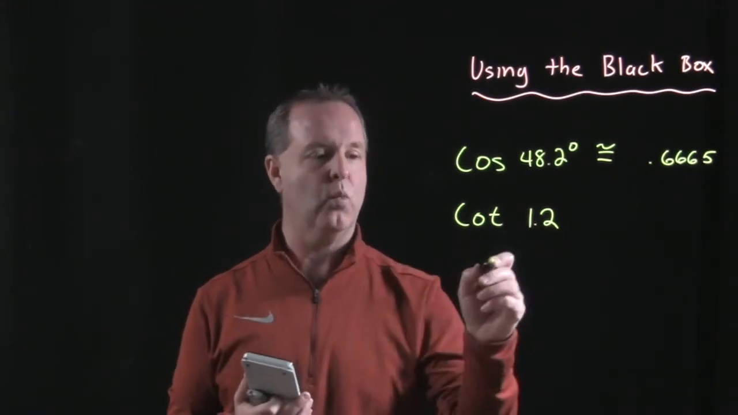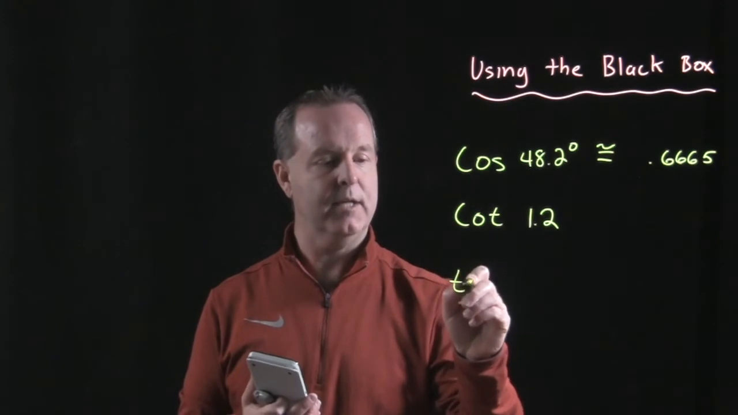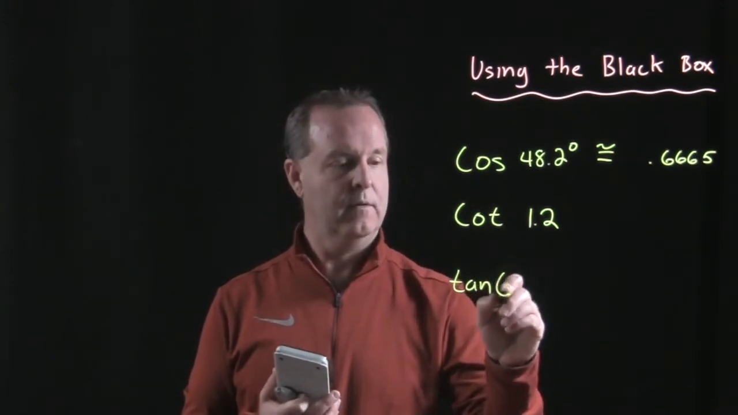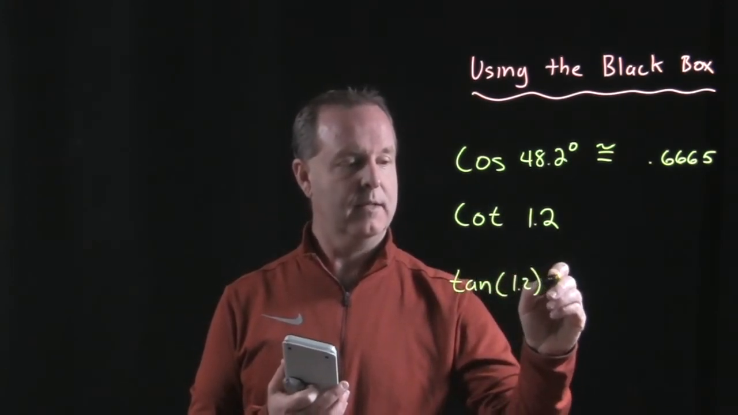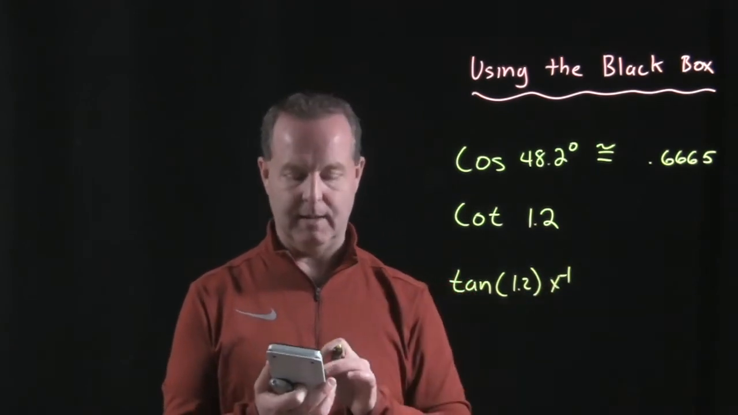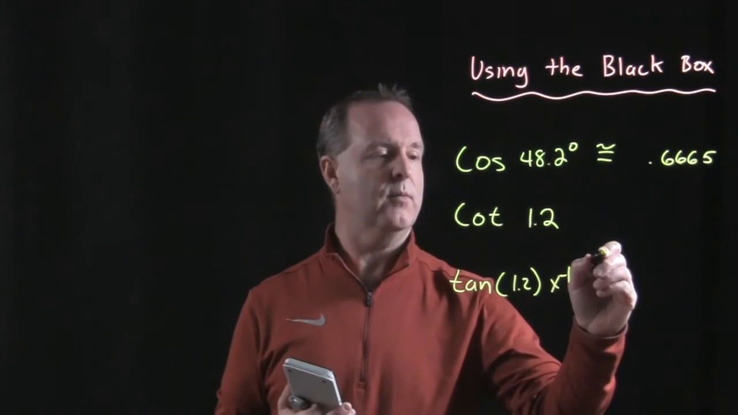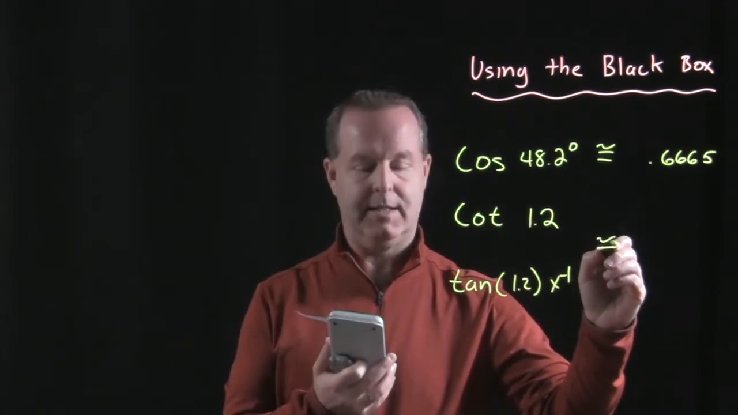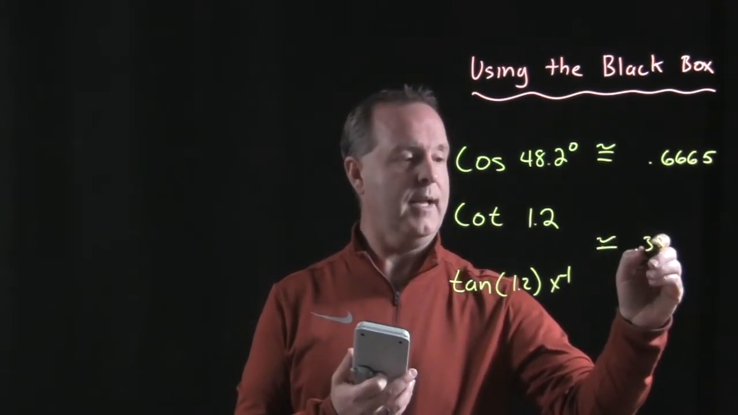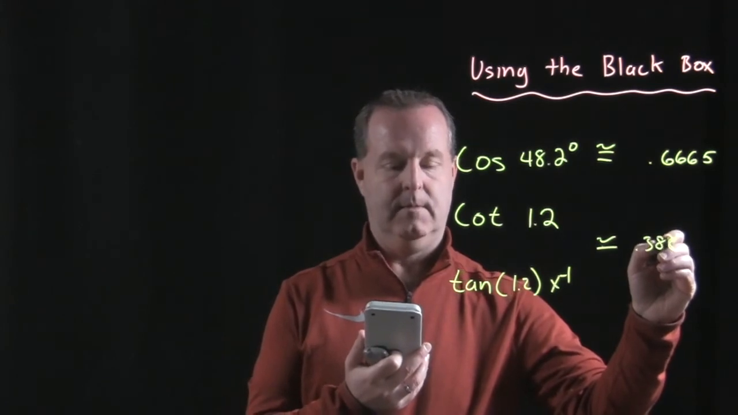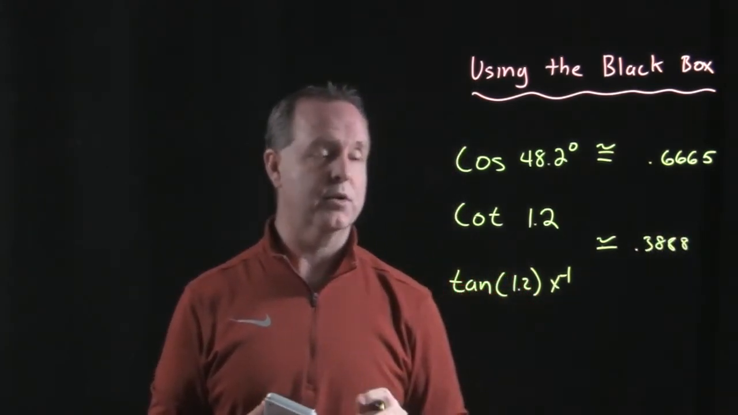I have this x to the minus 1 key. So I'm typing in tangent of 1.2 times this inverse key, those are the buttons I'm putting in. And that gives me a result that's approximately 0.3887. I'll round up to 8 and so forth.